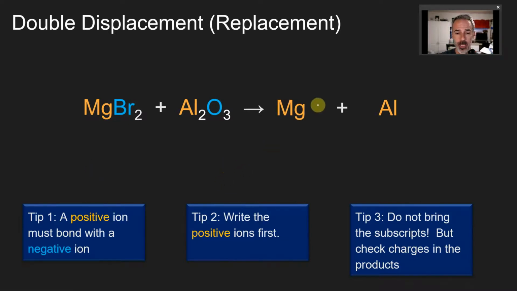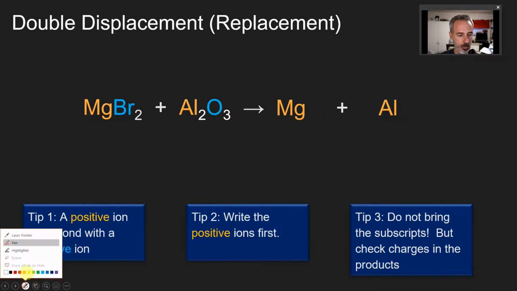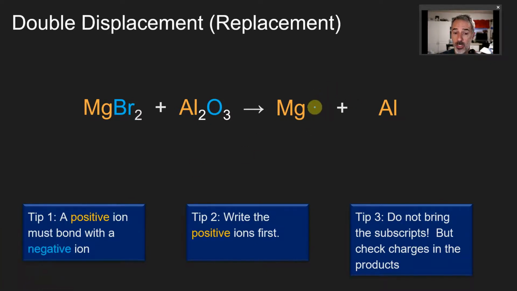And so that means magnesium is going to get, ooh, I'm going to get my blue marker back. That means magnesium is going to get which partner right here? Oxygen, that's right, because it had bromine, it got rid of bromine. And aluminum is going to get bromine.